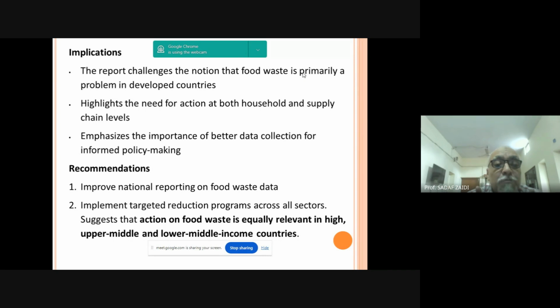The second thing which it says is that it highlights the need for action at both household and supply chain levels. तो ये कहती है कि इससे पहले ये समझा जा रहा था कि सप्लाई चेन लेवल्स को हम कंट्रोल करें, but now this report has said that we need to take action on both household as well as the supply chain levels. Then it emphasizes the importance of better data collection for informed policy making.